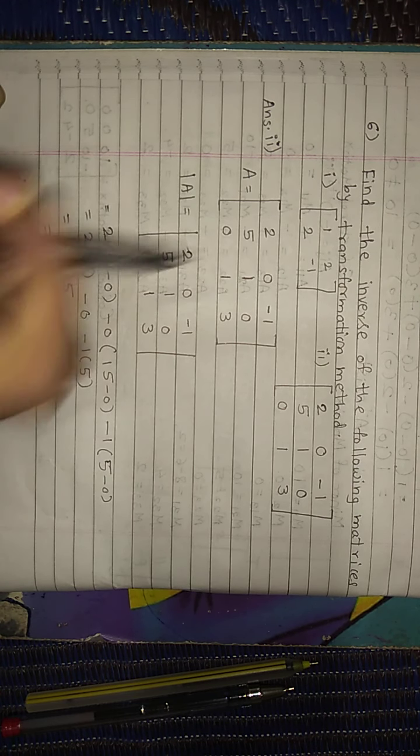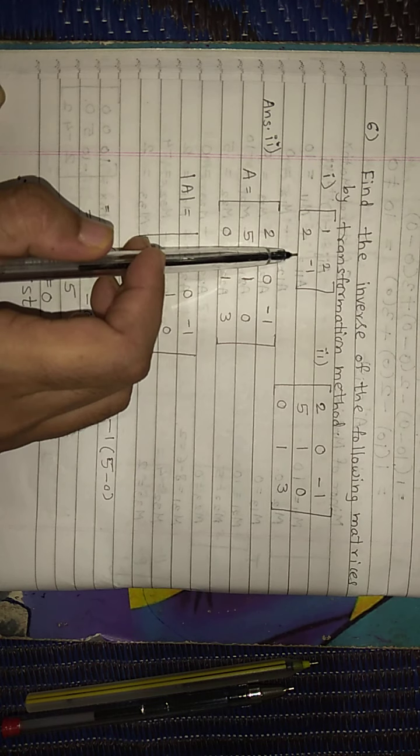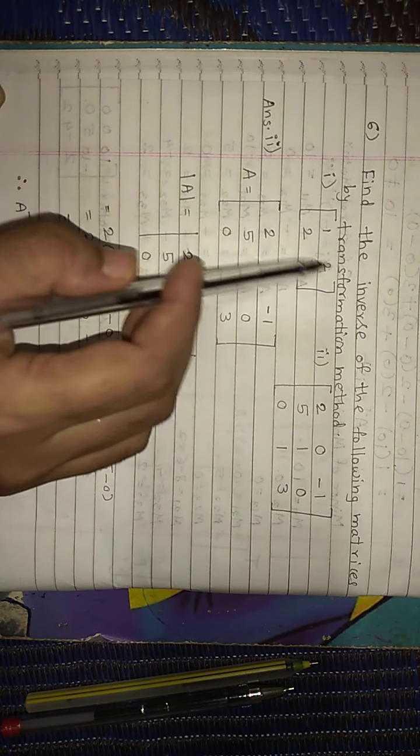Now the next question, question number 6. Find the inverse of the following matrices by transformation method. First question: 1, 2, 2, minus 1, and the second question: 2, 0, minus 1, 5, 1, 0, 0, 1, 3. The first one is a simple question, so we write it as homework, and the second one we solve. A is equal to 2, 0, minus 1, 5, 1, 0, 0, 1, 3.